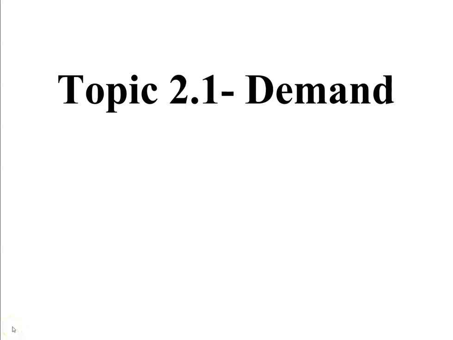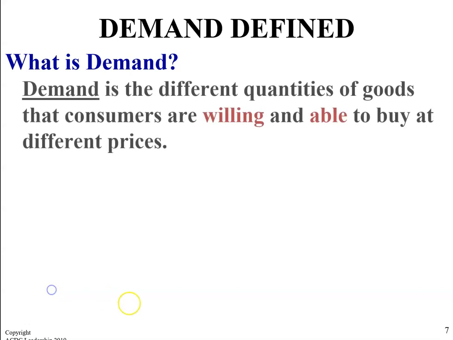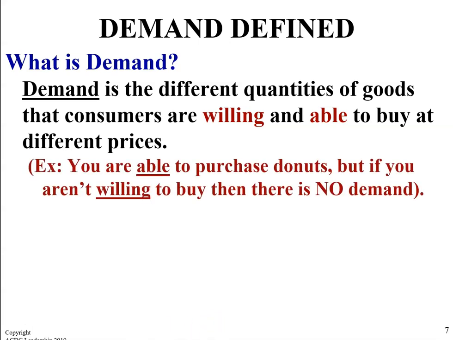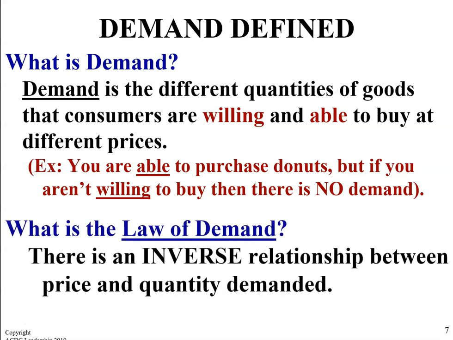In this video, I'm going to cover demand. What is demand? Demand is the different quantities of goods that consumers are willing and able to buy at different prices. You're able to purchase donuts, but if you aren't willing to buy, then there is no demand. What is the law of demand? There is an inverse relationship between price and quantity demanded.